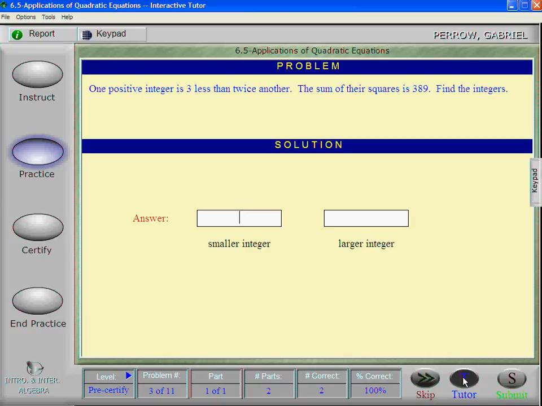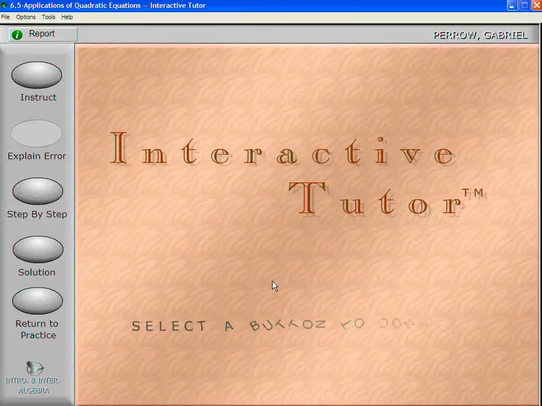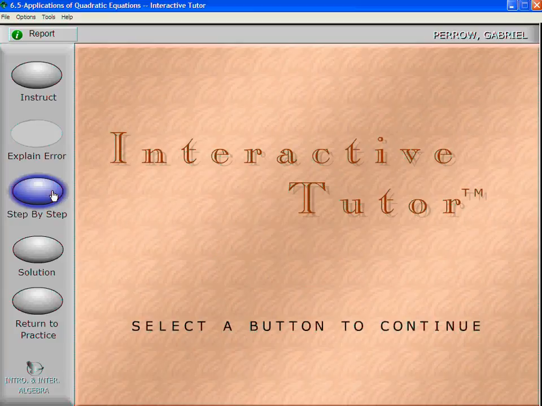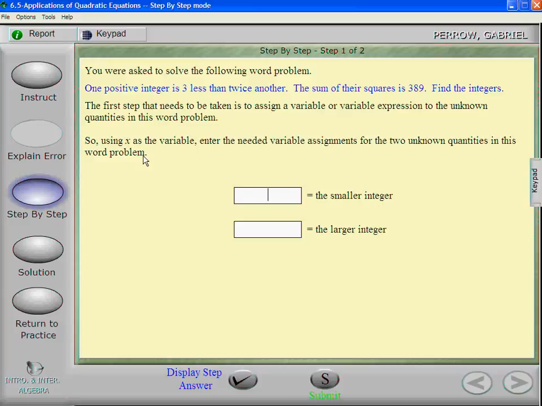So remember that an integer is just a positive or negative counting number, or 0, but I don't think you need to know that. Basically just following the steps, they're telling you what type of solution it's really going to end up being. So one positive integer is 3 less than twice another.